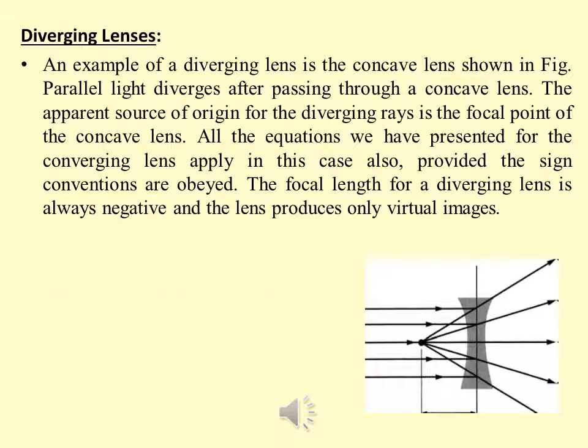An example of a diverging lens is the concave lens shown in the figure. Parallel light diverges after passing through a concave lens. The apparent source of origin for the diverging rays is the focal point of the concave lens. All the equations we have presented for the converging lens apply in this case also, provided the sign conventions are obeyed. The focal length for a diverging lens is always negative and the lens produces only virtual images.